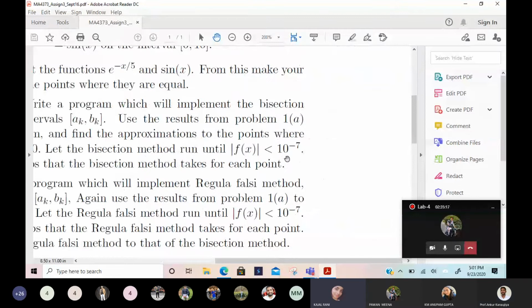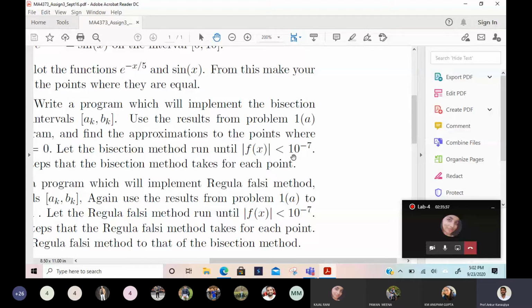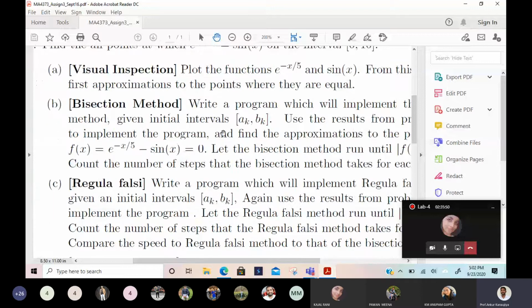Sir, it should run until mod of f(x) should be greater than 10 to the power minus 7. Yes, this is the meaning of this. The bisection method runs until this condition is not satisfied. Once it is satisfied, it will stop. That is the meaning here in the program. Once it is greater than 10 to the power minus 7, that means we are not close enough to 0. Once it is less than 10 to the power minus 7, then we will stop. And once we stop, we get our answer. So this question is clear.